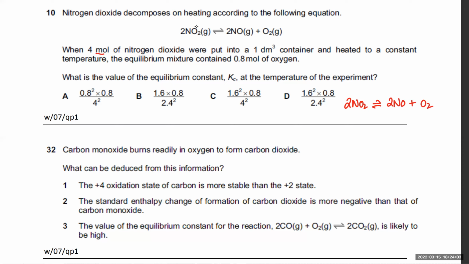अच्छा इसमें क्या हो रहा है कि वो कह रहा है कि initially 4 moles, ये लिखा है 4 moles जो है ना NO2 के, so that's your initial 4 moles. तो इसका मतलब बाकी क्या होंगे? That's 0 and 0, right? So they were put into a container. Equilibrium mixture contained 0.8 moles. So at equilibrium, the O2 contained or found was 0.8 moles.